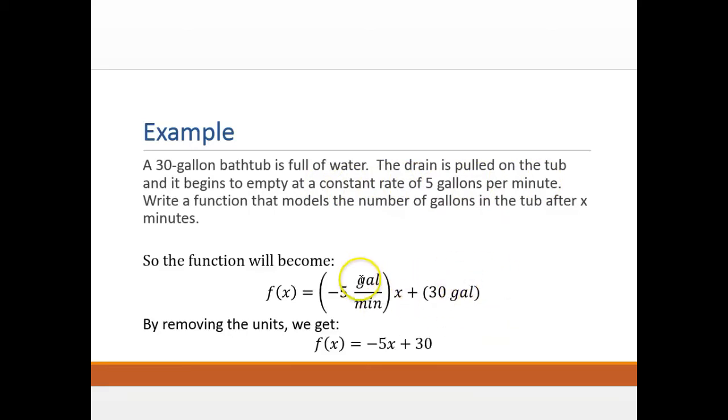So if we remove the units, the gallons per minute and the gallons, we wind up with f of x equals negative 5x plus 30. We now have our model. We can now predict how much water will be in the tub after, say, 2 minutes or 4 minutes. We can make predictions with our model.